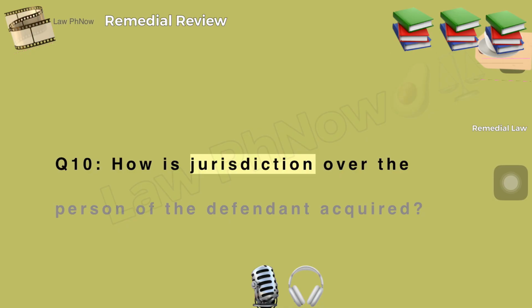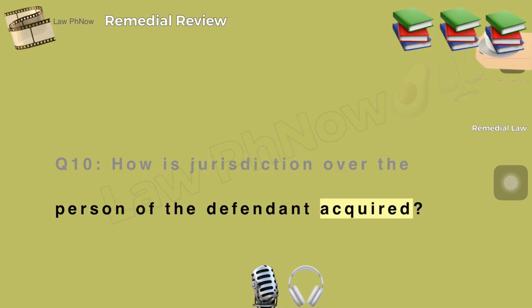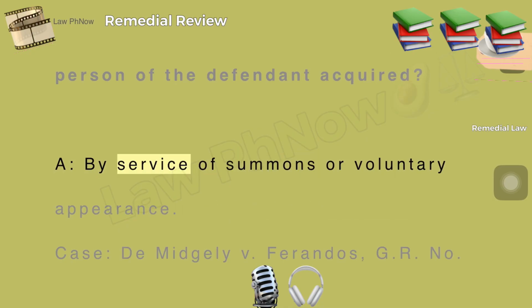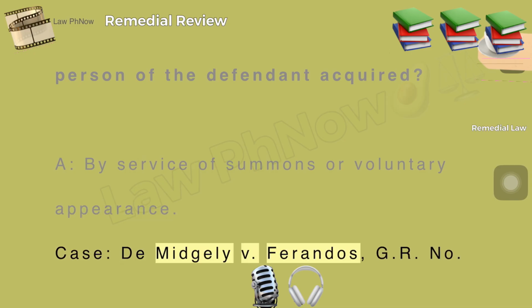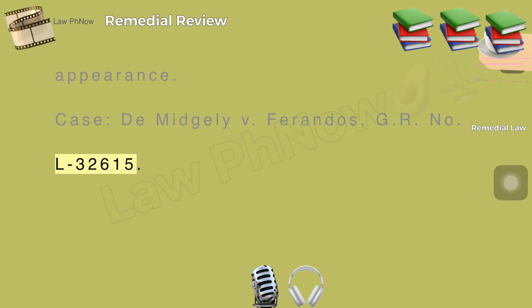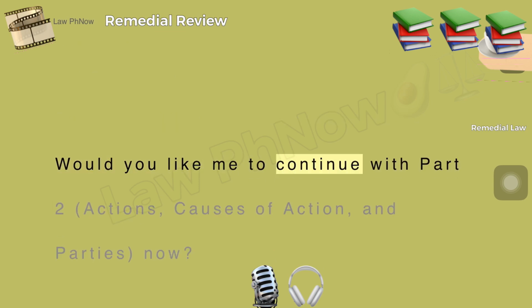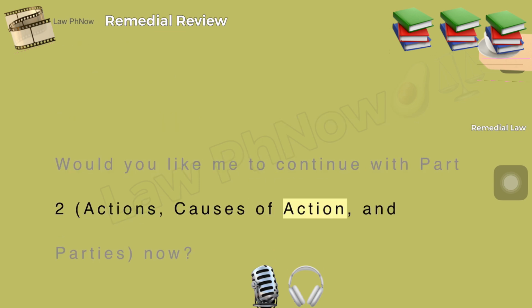Q10, how is jurisdiction over the person of the defendant acquired? A. By service of summons or voluntary appearance. Case, De Midgely v. Ferandos, GR No. L-32615. Would you like me to continue with Part 2, Actions, Causes of Action, and Parties, now?